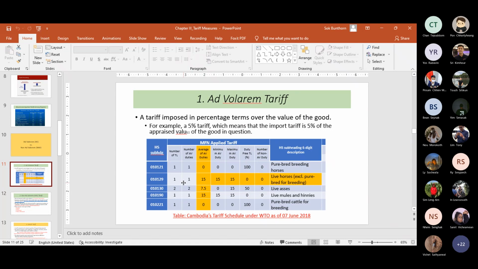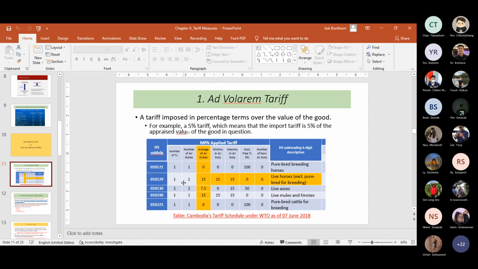Ad valorem is the most applicable tariff form that has been applied by the members of the WTO so far, since its inception in 1947 as GATT. And ad valorem tariff, or AV tariff here, is the tariff that is imposed on the good in percentage terms over the value of that good. For example, if 5% tariff, it means that we impose an import tariff of 5% of the appraised value of the good in question.